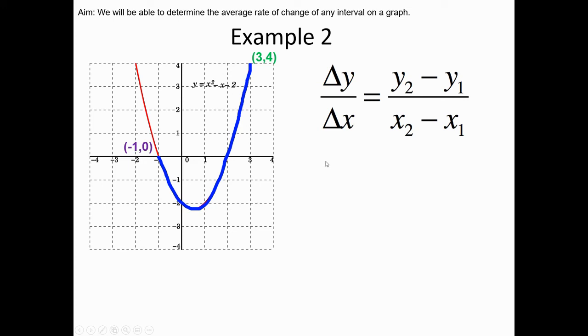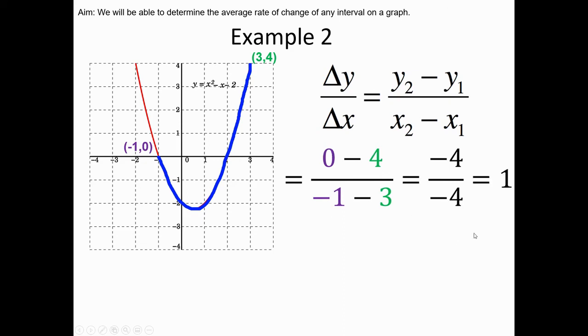Let's have y2 and x2 be our 0 and our negative 1 for the first point. So we're going to start with a 0 and a negative 1. Now for the other y, which is 4, I have 0 minus 4. And the other x value is 3, so negative 1 minus 3. Now that we have that all set up, 0 minus 4 is negative 4, negative 1 minus 3 is negative 4, and that simplifies to 1. So the average rate of change here also ends up being just 1.